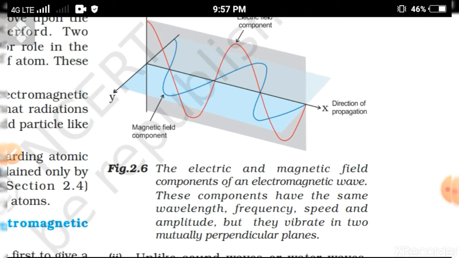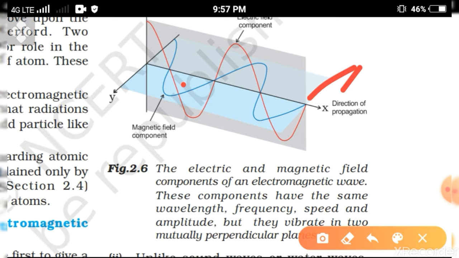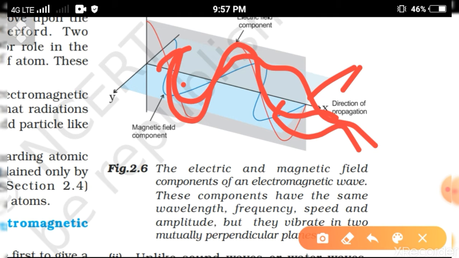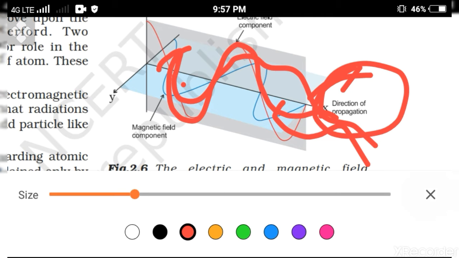Wavelength, frequency, speed, amplitude, okay, all have what? Components all have the same wavelength, same, all have the same component. In case of wavelength, frequency, amplitude, speed, okay, but they vibrate mutually perpendicular. But how they vibrate? Mutually perpendicular to each other, both electric field and magnetic field, mutually perpendicular in the direction of propagation of wave.